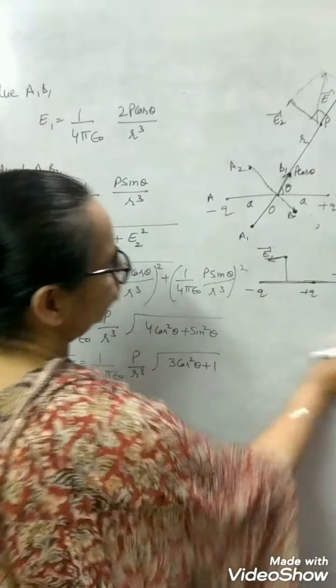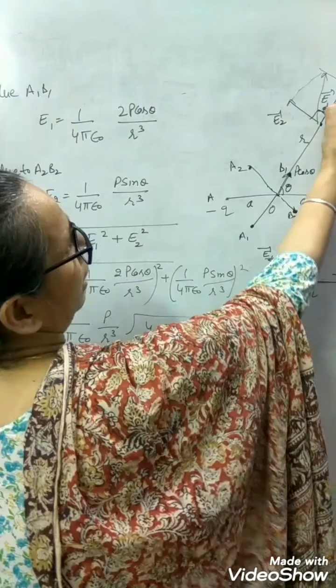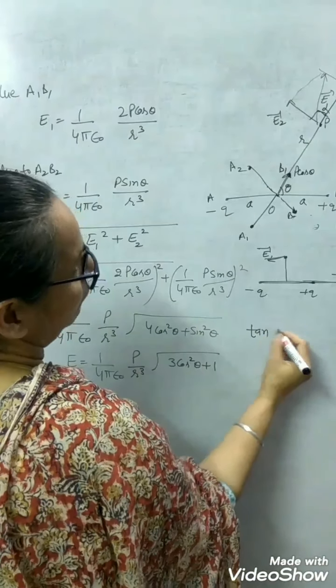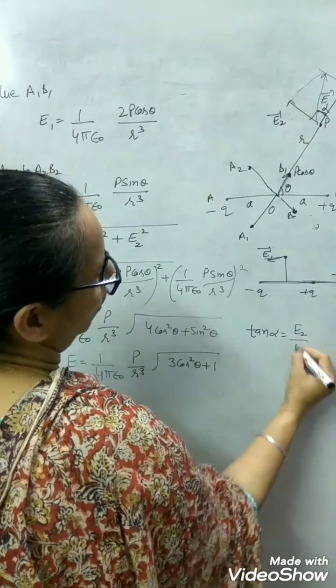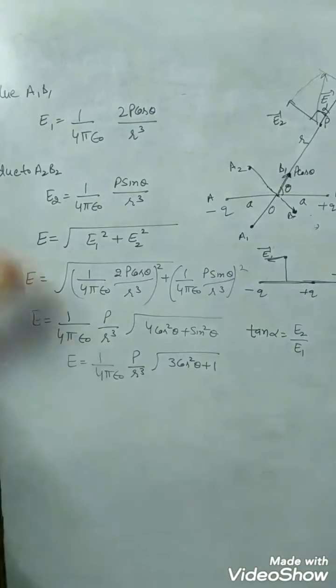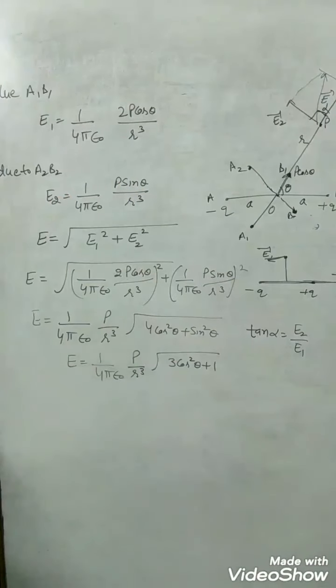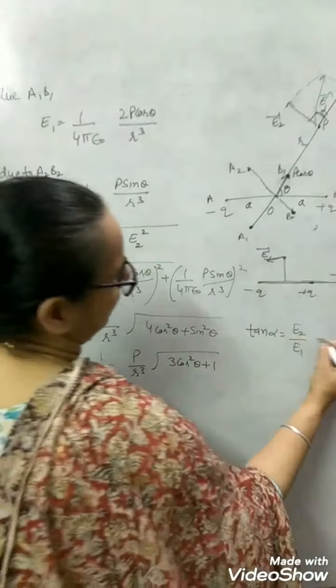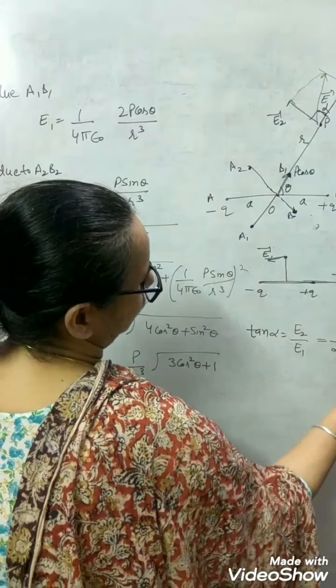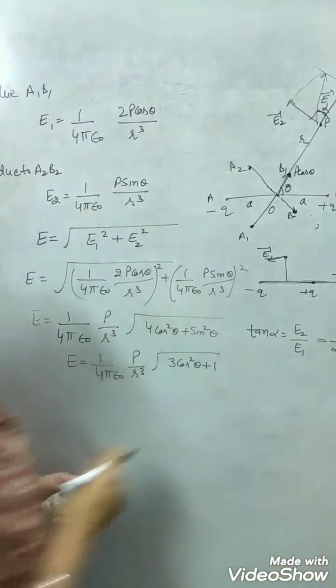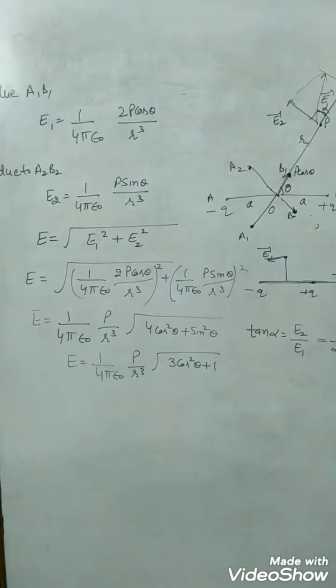And for calculating the direction alpha here, tan alpha is E2 upon E1. And if we divide this E2 value by this E1, everything is cancelled. Only sine theta upon 2 cos theta remains, which means 1 by 2 tan theta. This is how we get the direction.